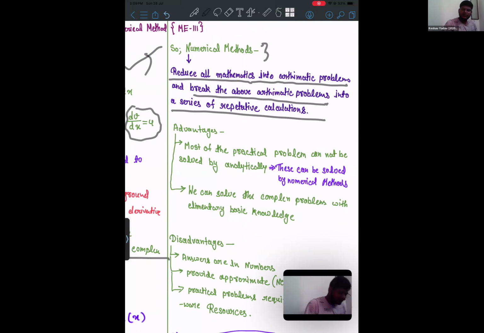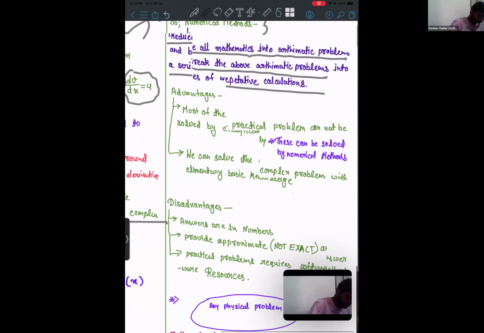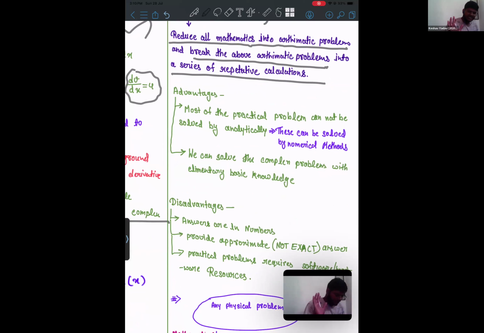So what are the advantages of numerical methods? The first and foremost advantage is that most practical problems cannot be solved analytically, but can be solved by numerical methods. Many times the calculations are so complex that doing it by pen, paper, or a simple analytical solution is not an easy or feasible method. Maybe it requires a good amount of knowledge that most people do not have.